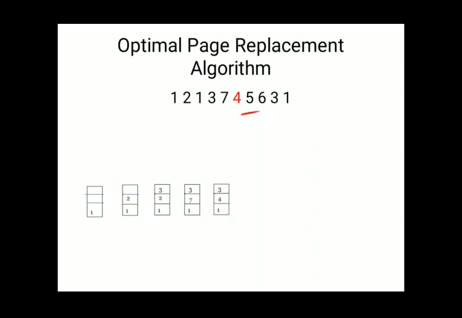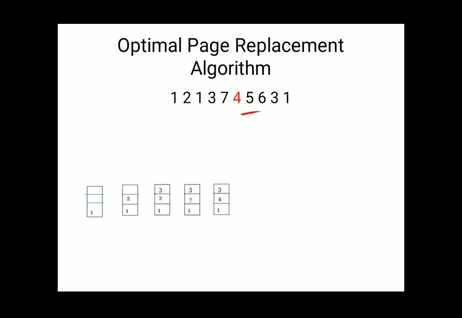5. So now the question is where 5 is to be inserted, because in the main memory all frames are full. Okay, 5 is not in the main memory, so the 6th page fault occurs, and the question is where it is to be inserted. This can be decided with the help of the optimal page replacement algorithm, and according to this algorithm we have to replace the page which is not used in the future.